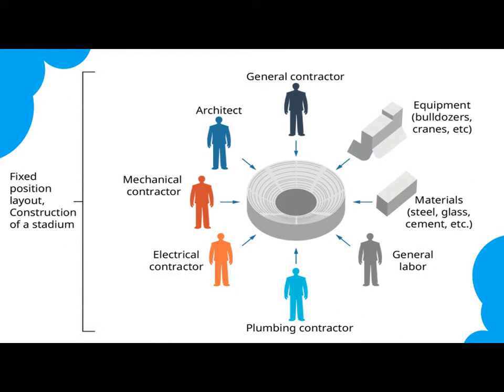This is an example of fixed position layout, where construction of a stadium is shown. For construction of a stadium, the stadium remains at a fixed location, and the other equipment, tools and manpower, that is the general contractor, equipment such as bulldozers and cranes, materials such as steel, glass, cement, and general labor are required. The plumbing contractor, electrical contractor, mechanical contractor, and architect of the stadium are all brought to one position, but the project stays at a fixed position. So this is the example of fixed position layout: construction of a stadium.